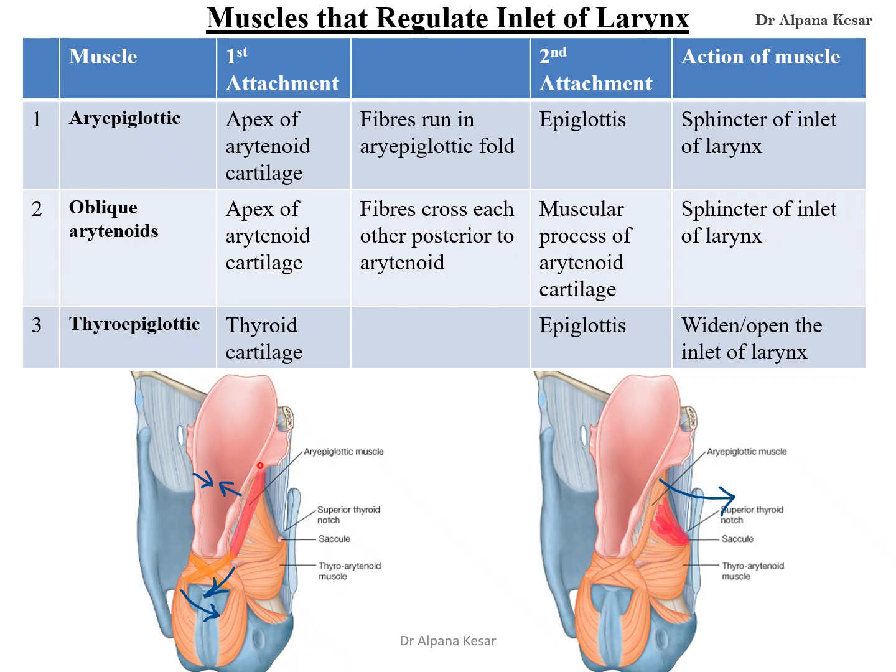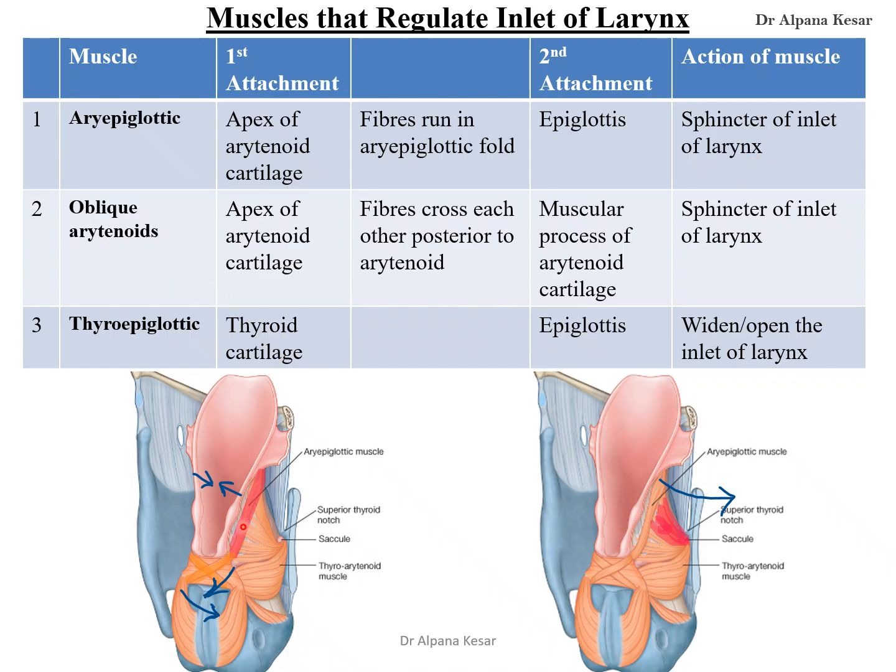Aryepiglottic muscle takes origin from the apex of the arytenoid cartilage. The fibers run in the aryepiglottic fold and get inserted in the epiglottis. When the muscle of the two sides contracts, it will move the aryepiglottic fold medially, thus leading to approximation of the two aryepiglottic folds, closing the inlet of larynx. Thus, aryepiglottic muscle is a sphincter of inlet of larynx.